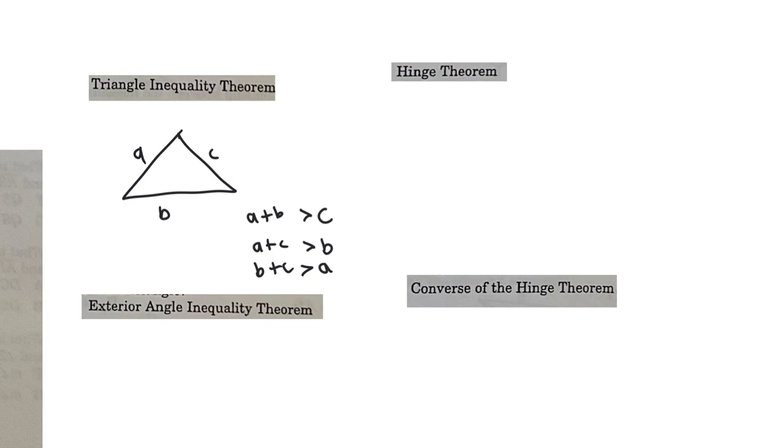Basically, the hinge theorem says that in two triangles with two congruent sides, the side opposite the larger angle is longer. So what does that mean? Well, imagine you have some triangle here where that's 3 and that's 4. And then you have another triangle where that's 3 and that's 4. And this angle is, let's say, 70 degrees. And this angle right here is 35 degrees.